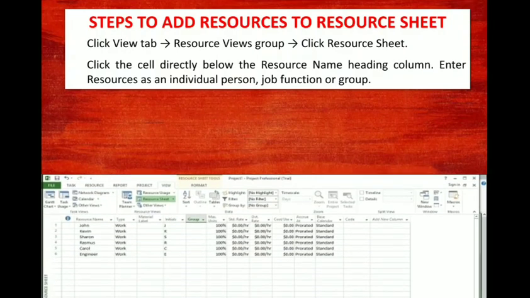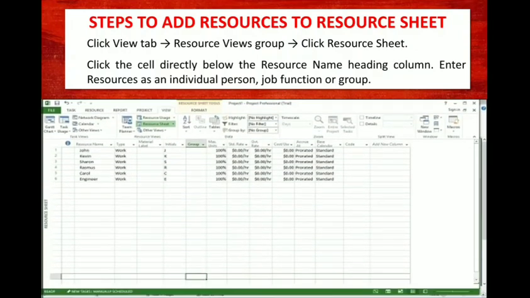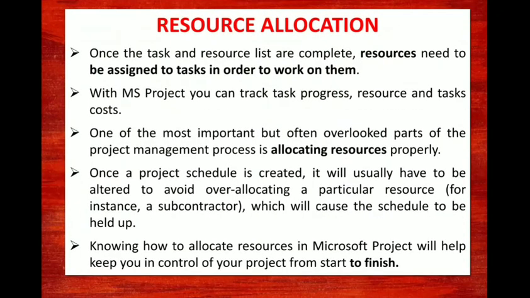So first, in your View option, you have the Resource View group, and you can check the Resource Sheet, whereas there are other 2 or 3 methods to add the resources that we can see in our practical session. Click the cell directly below the resource name, whichever you want to select for that particular activity. So how we do this, we can see.